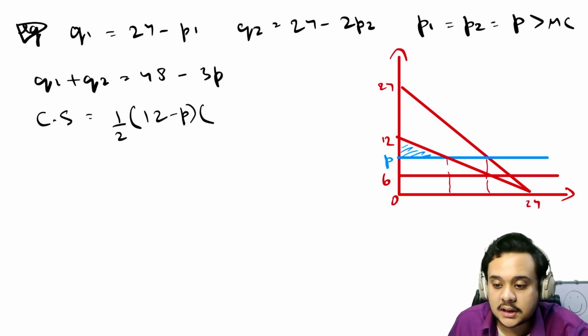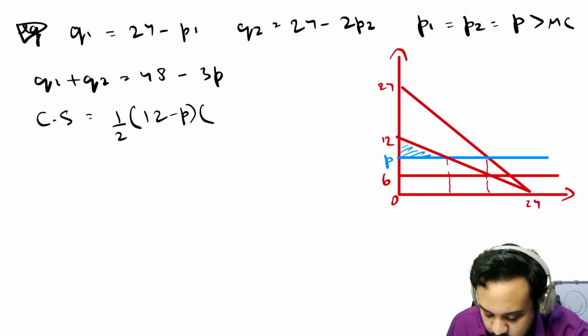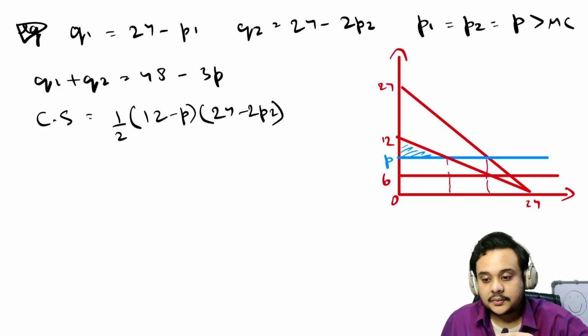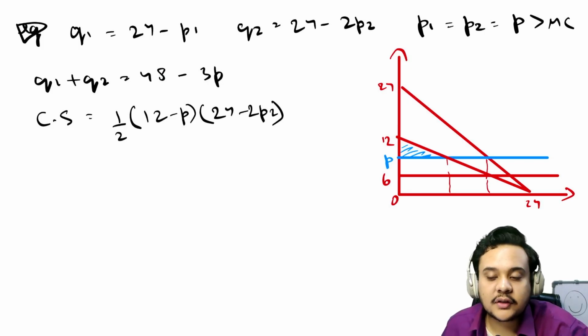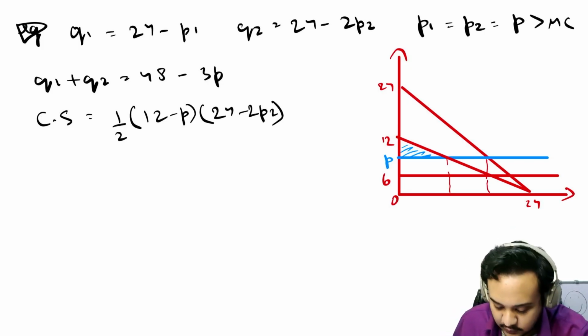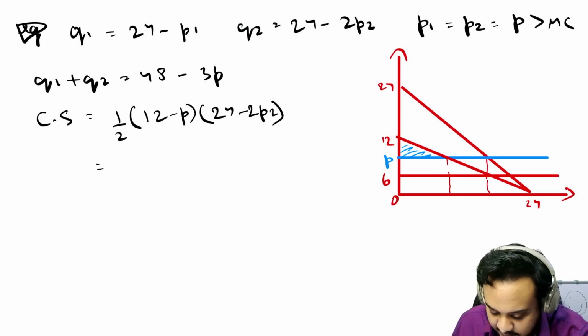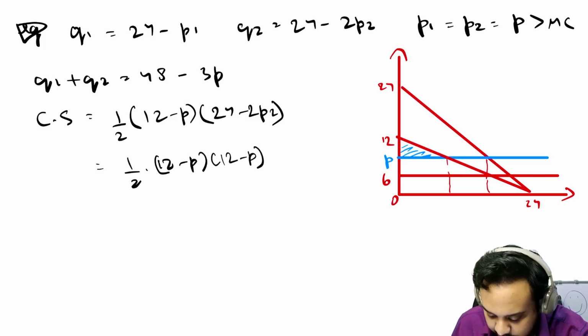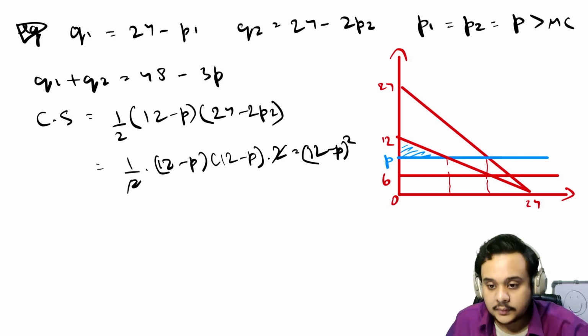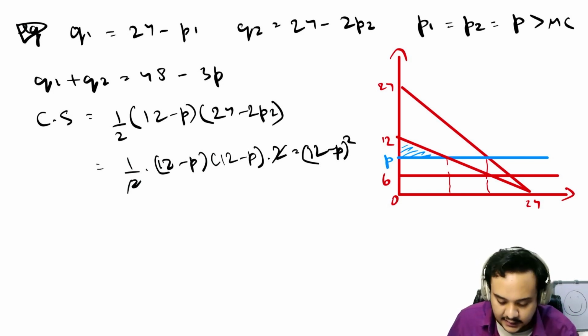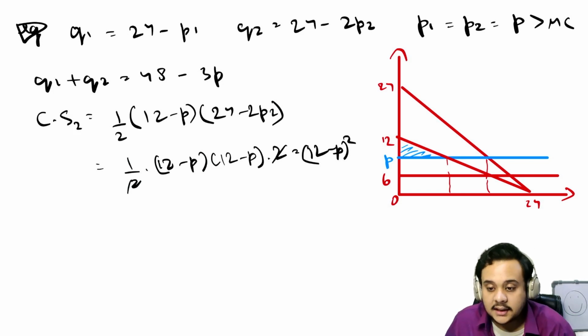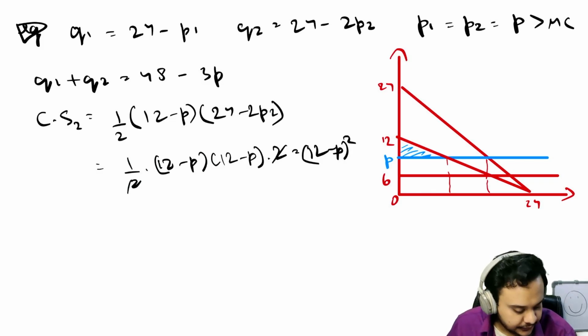We do not want Q2 star right now. The Q2 is going to suffice for us right now. We know that that is the base. Whatever value Q2 star takes, it is still going to be in the form of the equation of Q2. So it is 24 minus 2P2. And this can be simplified as, if you just take 2 common out from this, this can be 12 minus P into 12 minus P into 2. So that is just 12 minus P whole square. This is the consumer surplus, right?